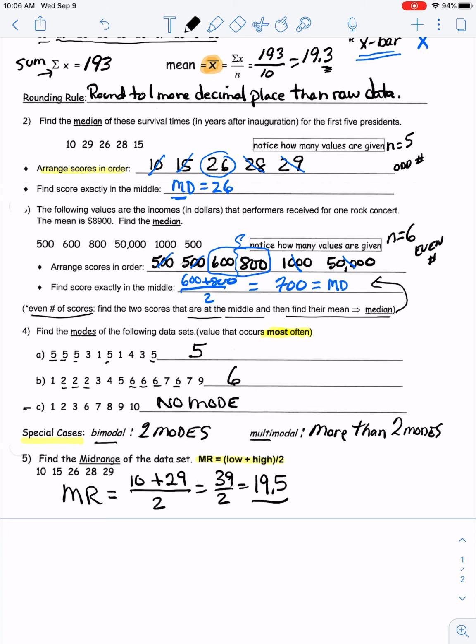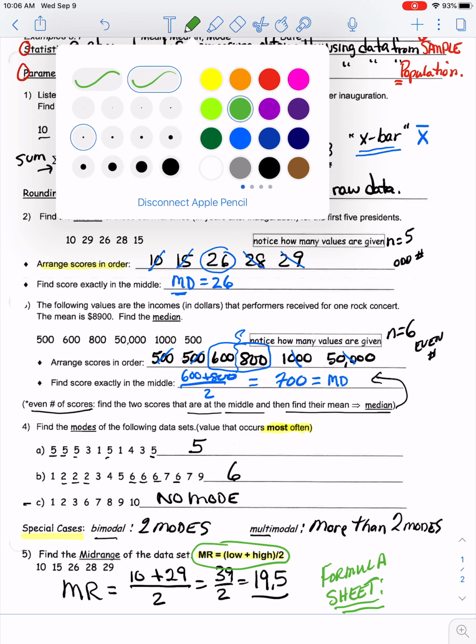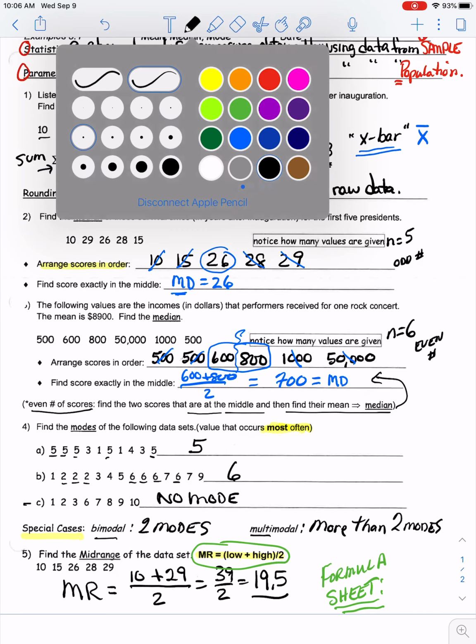I'm going to put over here to the side a note for us. We want to start a formula sheet. That would just be a sheet of notebook paper. You can start writing out formulas like this mid-range one. Median doesn't really have a formula, but the one for mean you could put up at the top. Just a dedicated sheet with only formulas, no examples, that we can use anytime we have a test, a quiz, an exam, a project, whatever the case might be.